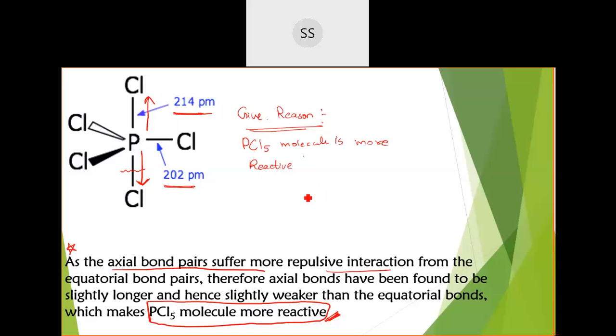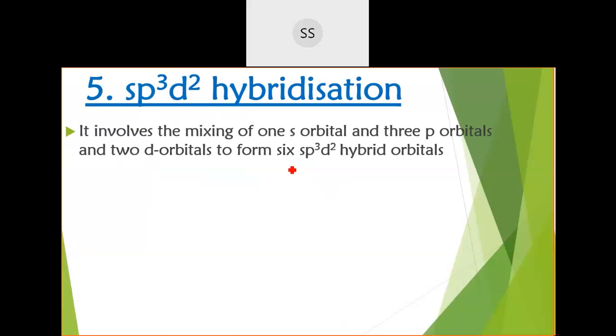Okay, now one last category which is remaining, we will speak about that. The last kind of hybridization, the fifth category, is sp3d2 hybridization. sp3d2 involves one s orbital, three p orbitals and two d orbitals. All of these undergo hybridization to give us altogether 6, so you get 6 sp3d2 hybrid orbitals.